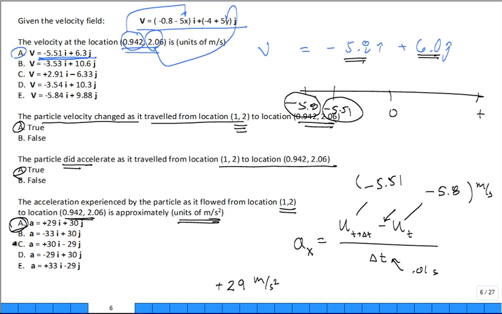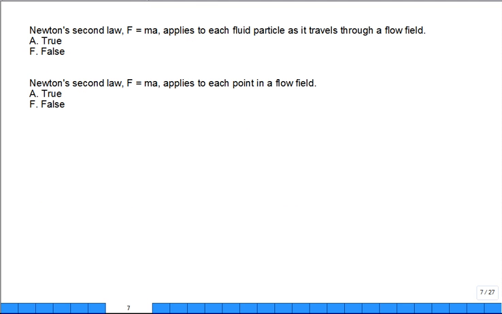Let me ask this. Did the particle experience acceleration? It did. It's non-zero acceleration, right? You recall this equation, Newton's second law. Does it apply to each fluid particle as it travels through the flow field? True. Newton's second law, F equals ma. Does it apply to each point in the flow field? False.